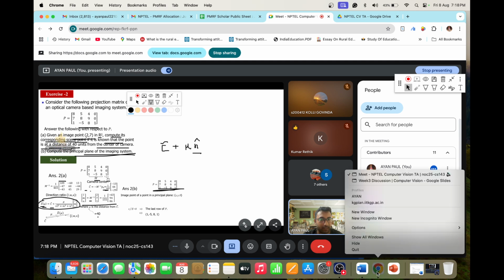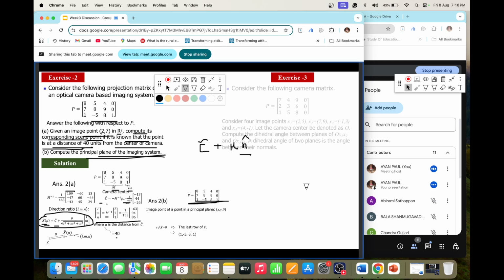Okay, nice. So let's move on to the next question, that is question number 3. Consider the following matrix. This is the P matrix. Consider 4 image points: x1, x2, x3 and x4. These are image points, not the real points, that is, points formed on the image plane. Let the camera center be denoted as O. Compute the dihedral angle between the plane O x1 x2 and O x3 x4. A dihedral angle of the two planes is the angle between their normals. So what we have to do?